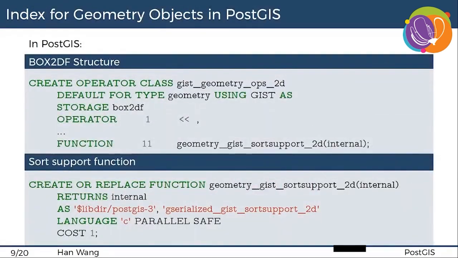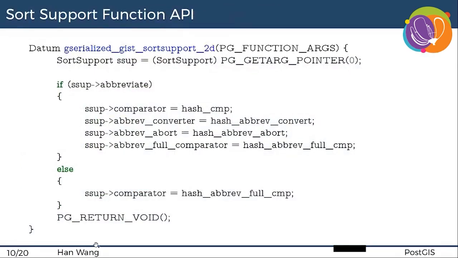In PostGIS, geometry data types are stored as a box2df structure, which remembers only the bounding box of geometries instead of all the details of it. For instance, two-dimensional geometry uses an operator class like GistGeometryOps2D to build the GiST index. In the SQL file, it is necessary to declare a sort support function signature like geometry_gist_sortsupport_2d with function number 11 to bind with the function definition in the C file, which is named like gserialized_gist_sortsupport_2d. And in the C definition, geometries work as a GSerialized structure, but in the index, as we mentioned before, they are stored as a box2df structure.